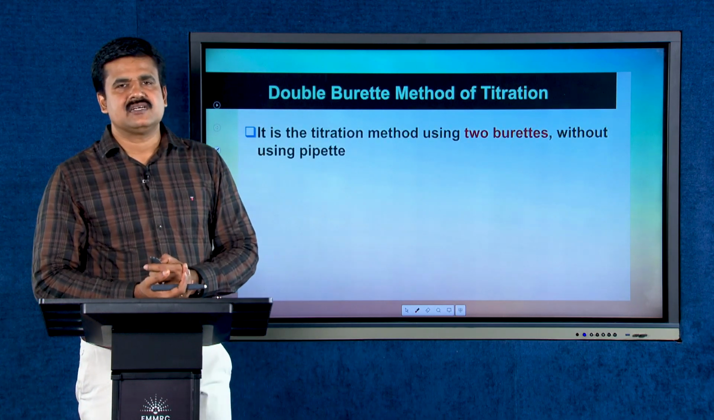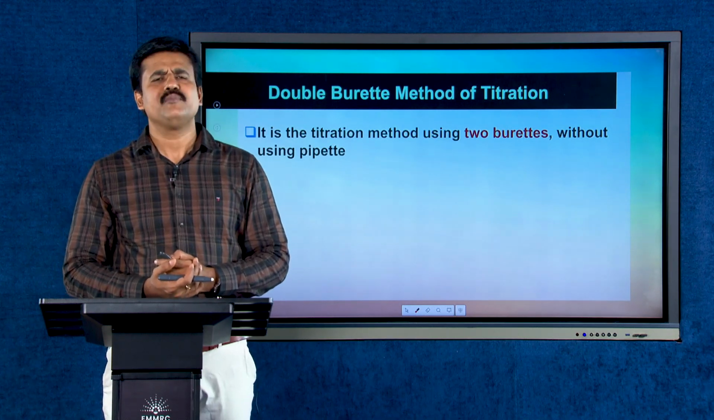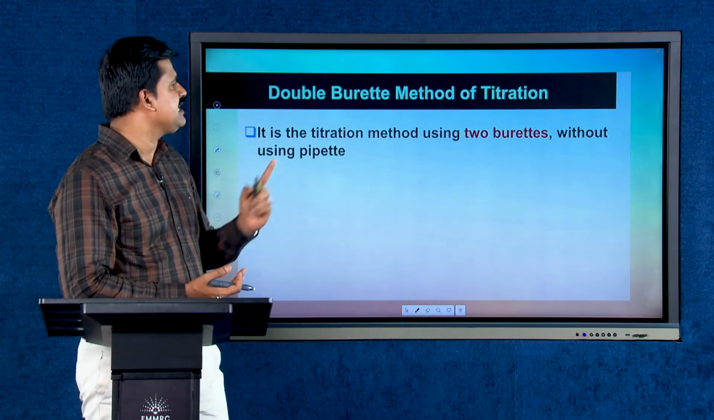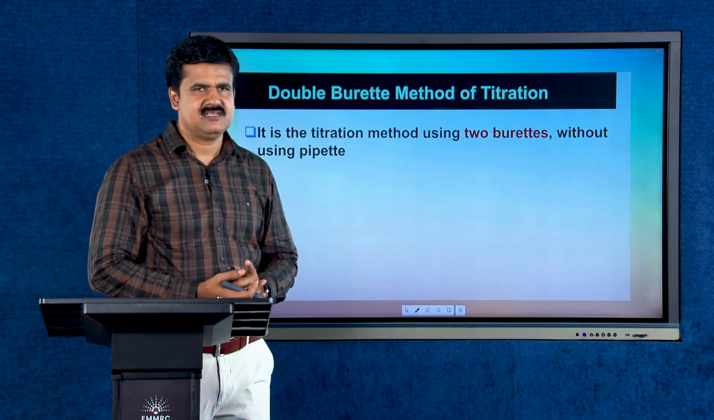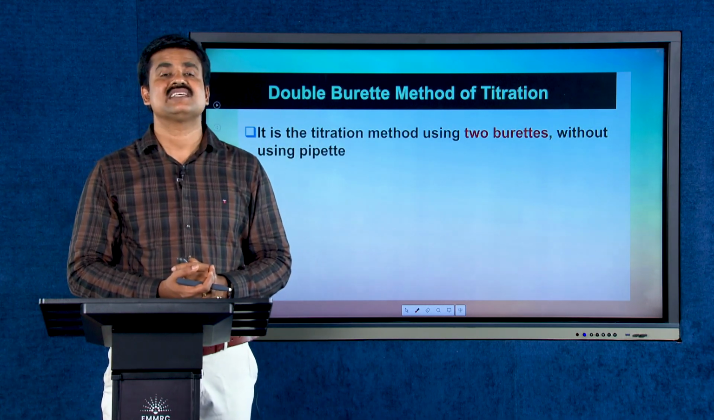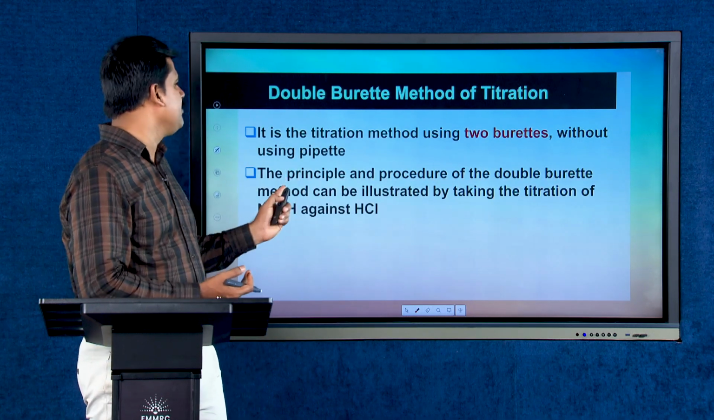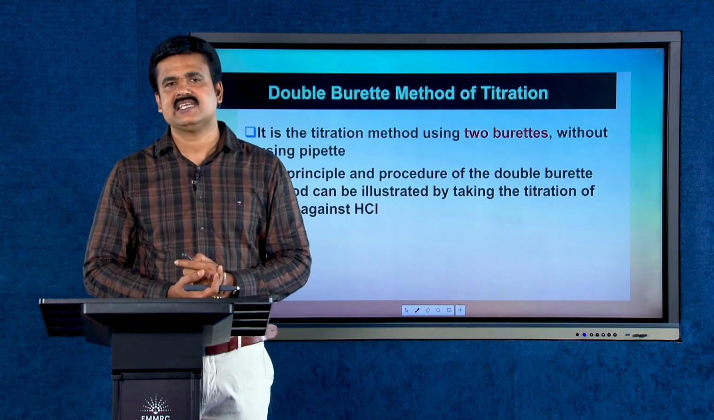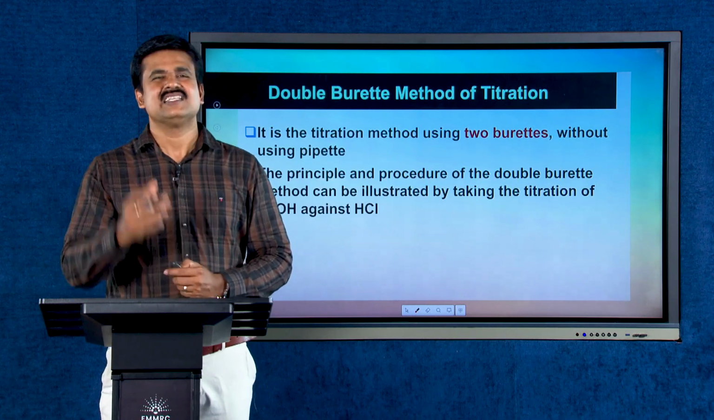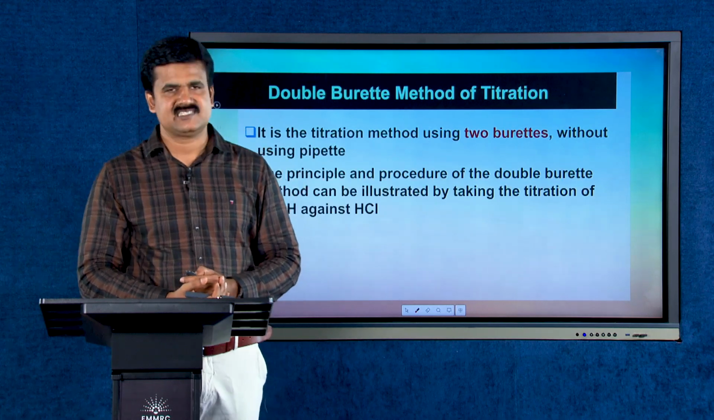In the common titration method we adopt, we use one burette and one pipette. But the double burette method of titration is the titration method using 2 burettes without using a pipette. The principle and procedure of the double burette method can be illustrated by taking the titration of sodium hydroxide against HCl. We can study this by taking 2 things, NaOH as well as HCl.